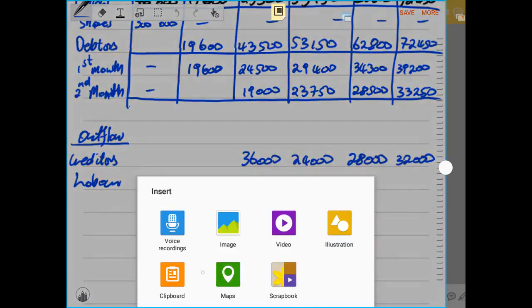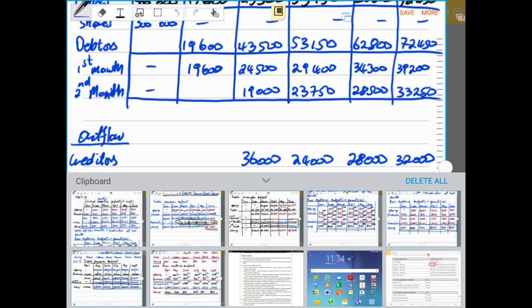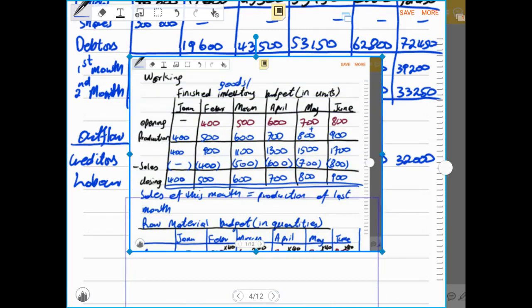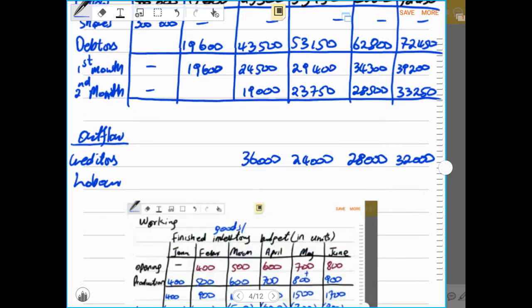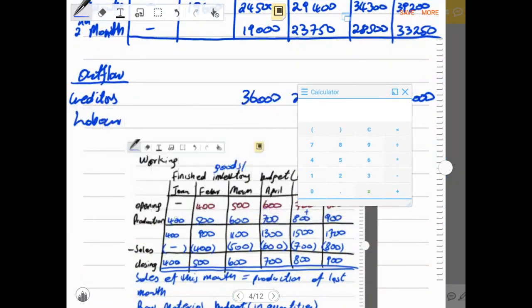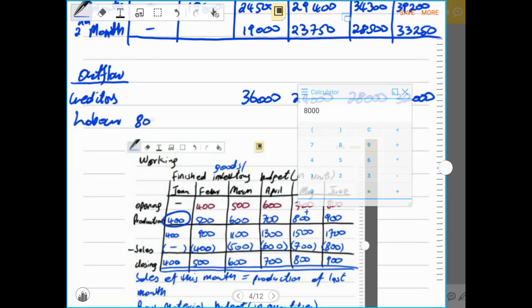So we do that as instructed, and to have everything on the same page, once again we check how much our finished production was. Our production in this case is 400 units. Then we say 400 times 20, and this gives us 8,000 for the month of January. Then the second production is 500. 500 times 20 gives us 10,000.